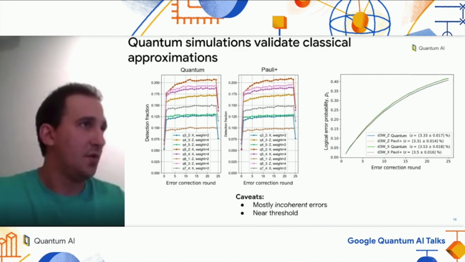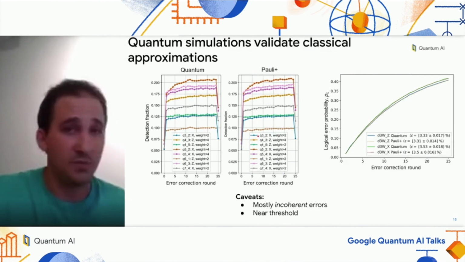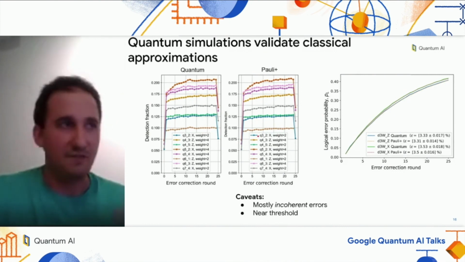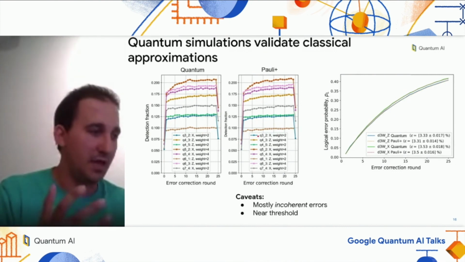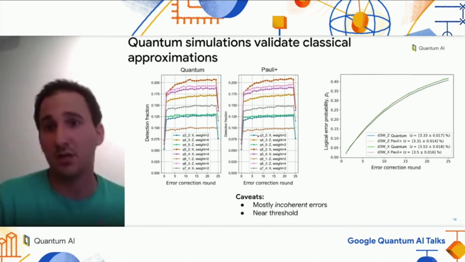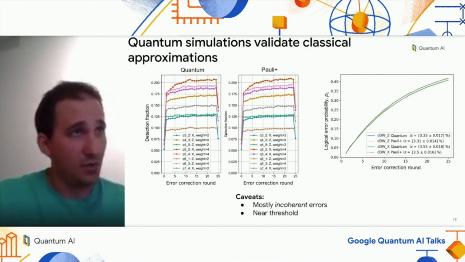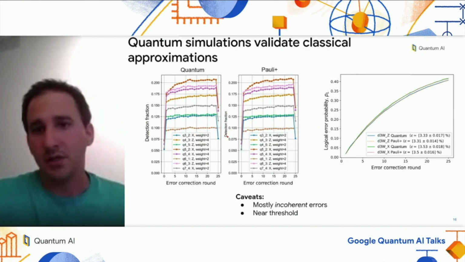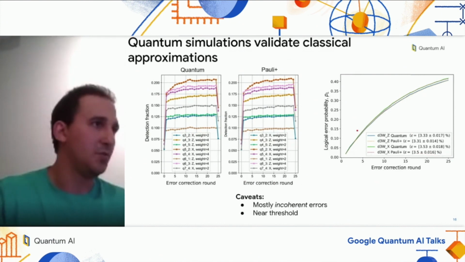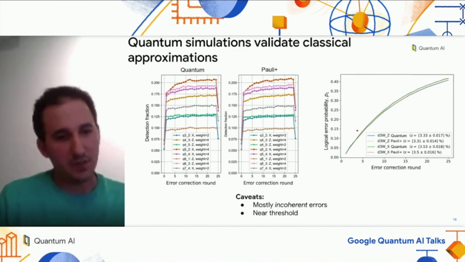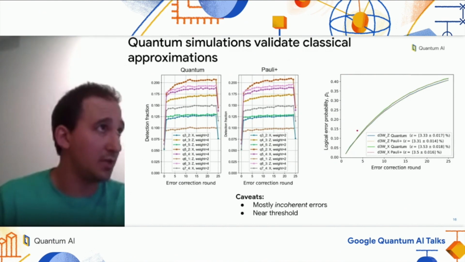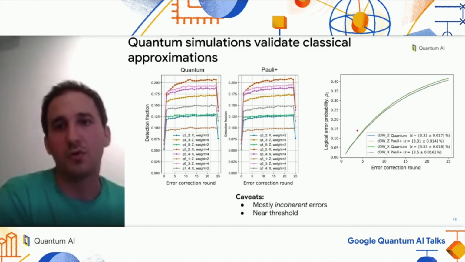Additionally, it's known that the act of measuring the stabilizers themselves in this experiment already has the effect of twirling a lot of the noise. Finally, I will also say that the caveat here is we're only looking at distance 3, and we are near the error correction threshold. So it's believed that in this regime, we don't expect to see a huge difference in predictive quality between a classical approximation, specifically the twirling approximation, and a brute force quantum simulation.